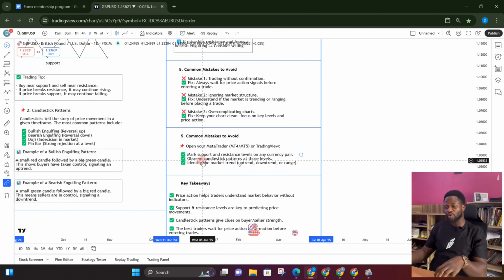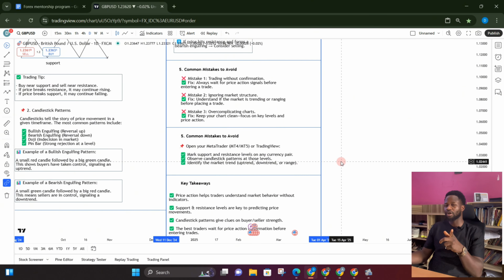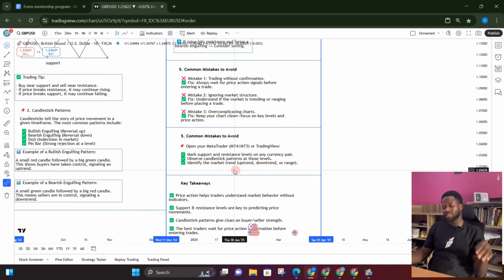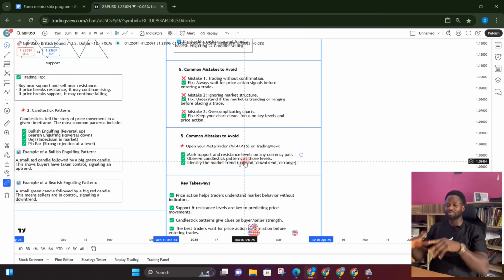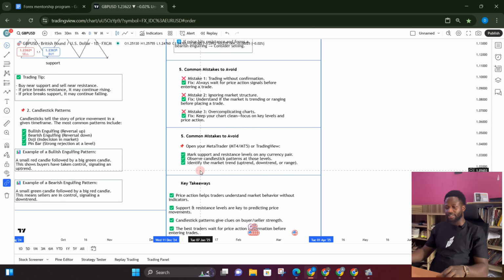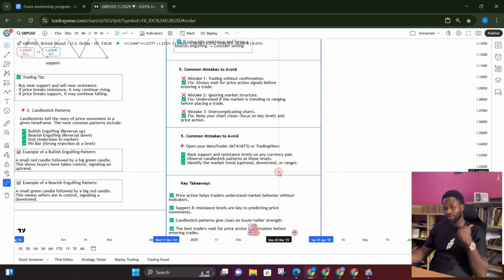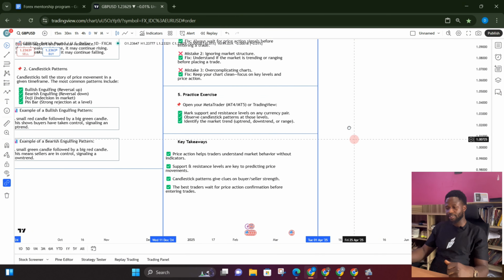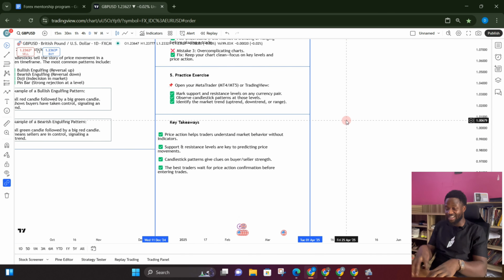Then mark support and resistance levels on any currency pair, but you know you are not going to use any. Use Euro USD. Observe candlestick patterns at those levels where you have marked out the level. Then identify the market trend. Put that in your notes. I'm going to check these notes or ask you what you did when we meet in our next class.